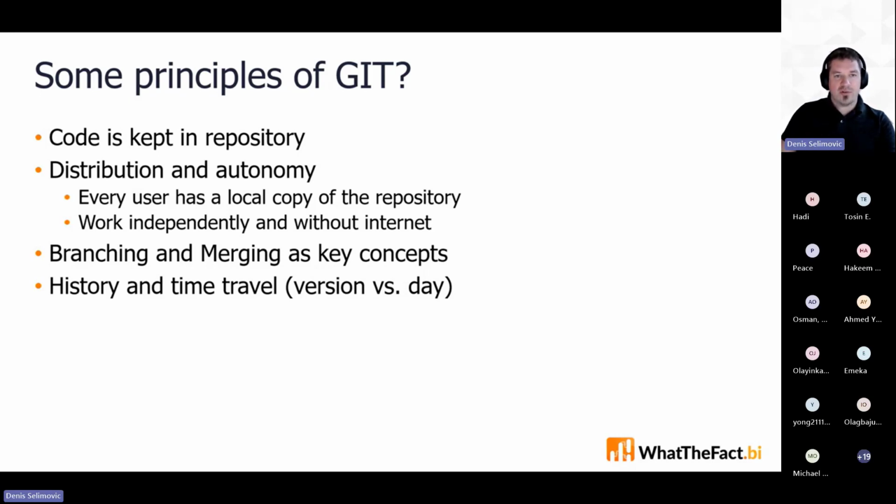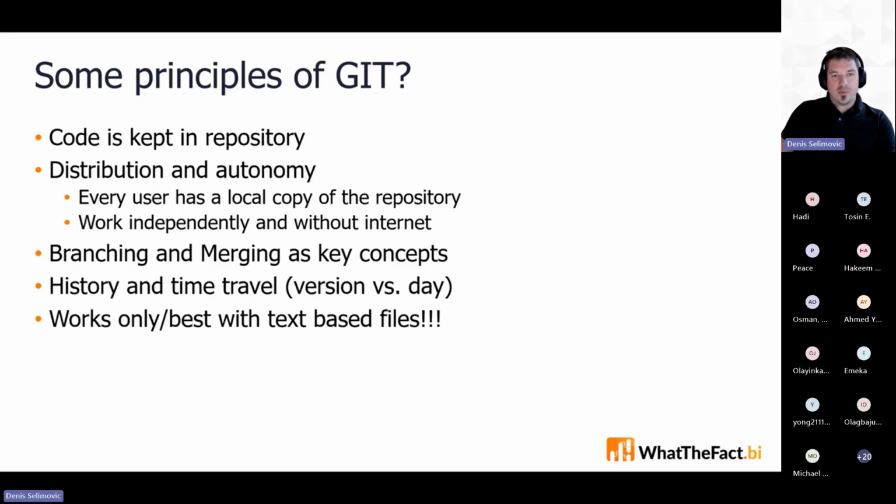Or I can do a time travel. I can say, go back to the version that was working last week on Monday. So I can go back to a specific version, or I can go back to a day. And this helps me very much when I make a mistake. If I really screw up the report or something, and I want to go back to another version that either is a specific version number, or I know at a specific date the other version was still working.